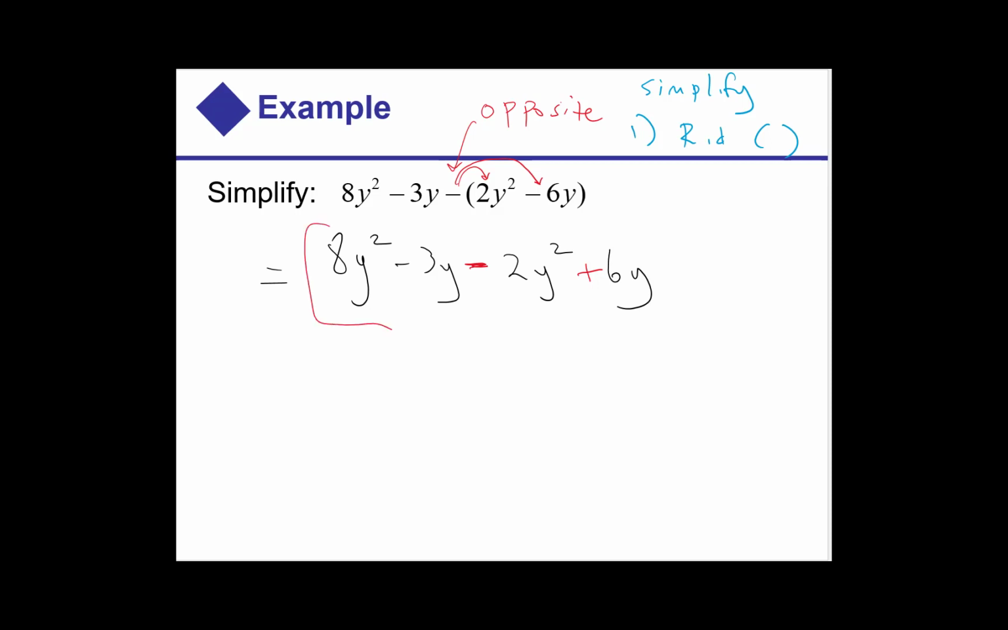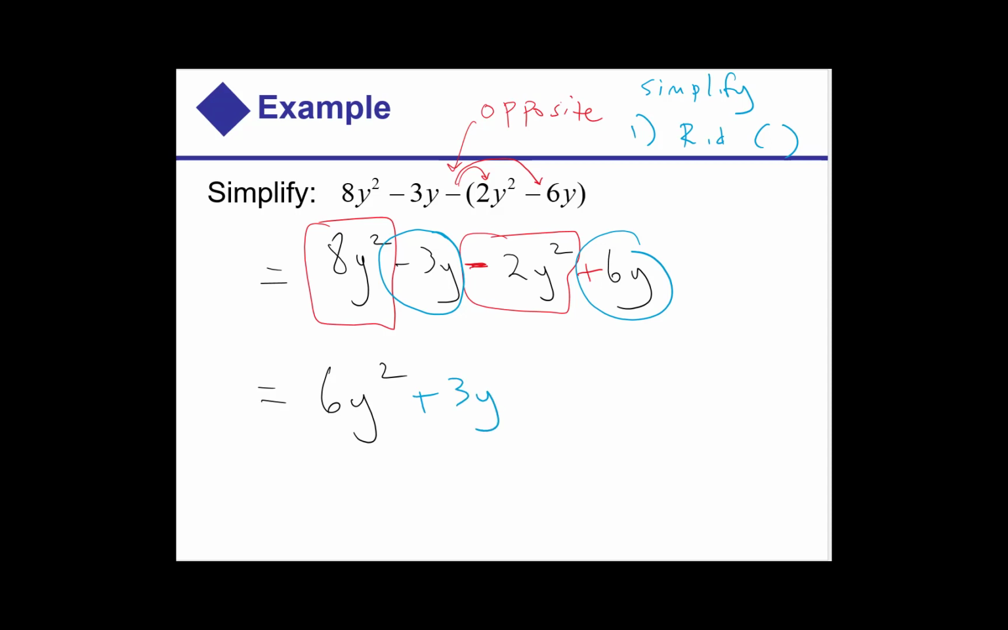If you notice here, I have a second power of y and another second power of y. Those are like terms. We can combine the 8y squared and then minus 2y squared equals 6y squared. But we also have a negative 3y and a plus 6y. They are like terms. They both have only a single y factor. So we can combine these, and we get plus 3y.